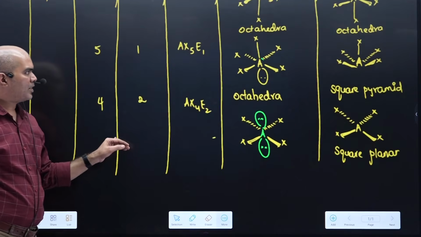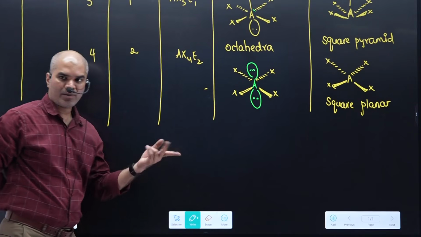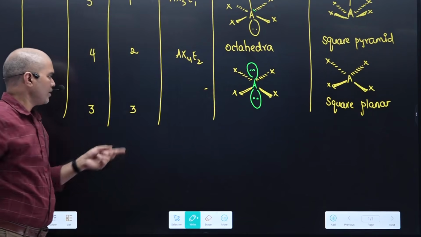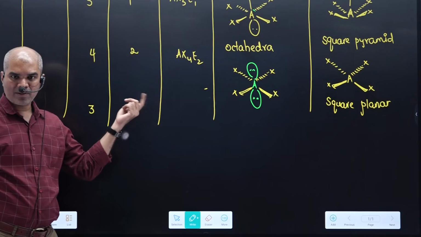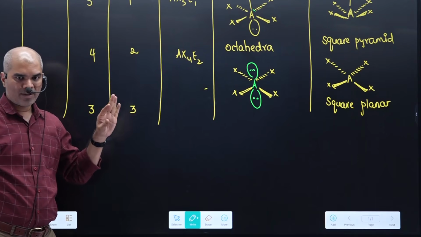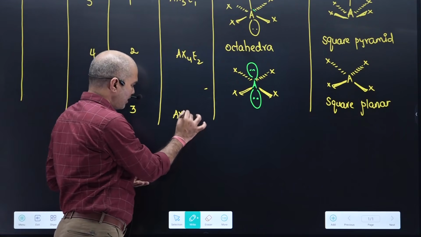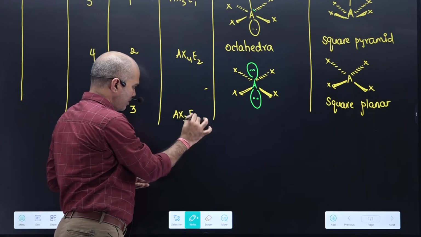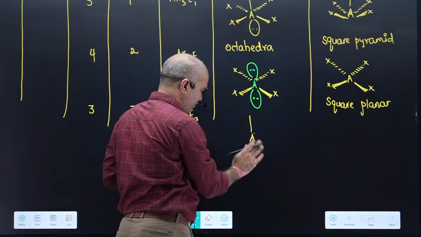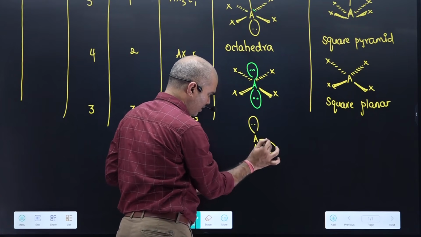This is 4-2. Can you take the 3-3 combination? No. Reason: if I take the 3-3 combination, 3 lone pairs, 3 into 2, already 6 electrons, and 3 bond pairs means 3 electrons, so 9 electrons it will become. 9 electrons is not possible. But if at all there is a geometry, hypothetically, then usually we will take one lone pair above, one lone pair below, and one lone pair anywhere in the equatorial position.